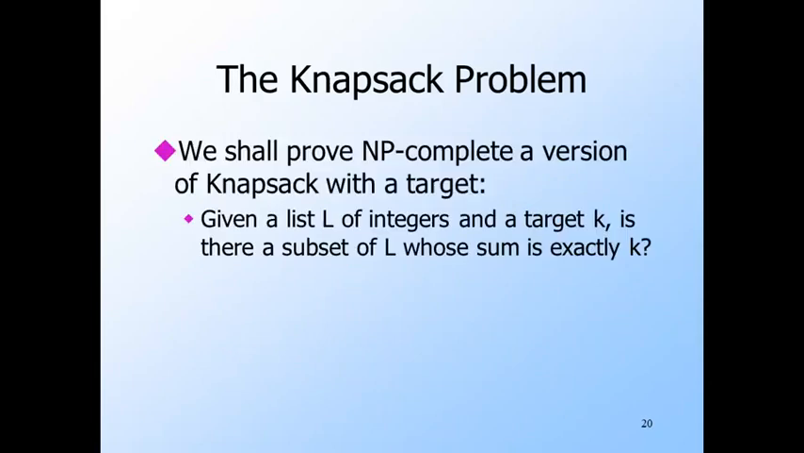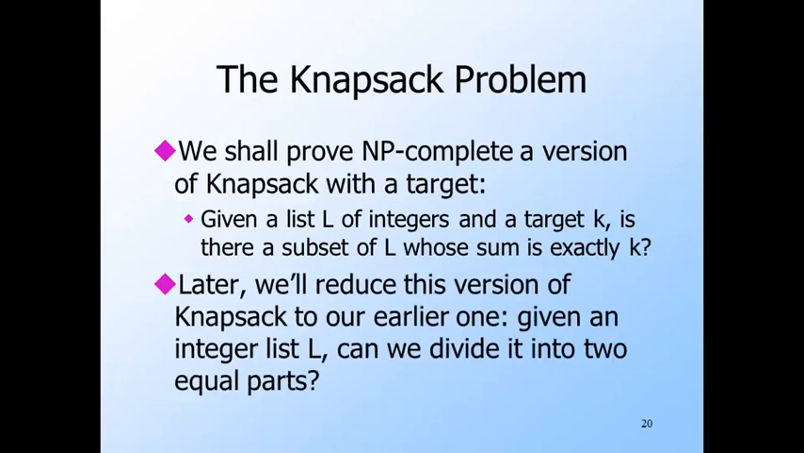Now let's revisit our old friend the knapsack problem. We're going to prove knapsack is NP-complete, but it is easier first to reduce 3-SAT to a variant of knapsack, which we'll call knapsack with target. That is, given a list of integers L and an integer target k, is there a subset of L that sums to exactly k? Once we've shown knapsack with target NP-complete, we'll reduce it to the real knapsack problem, which is: given a list of integers L, can we divide L into 2 parts whose sums are the same?